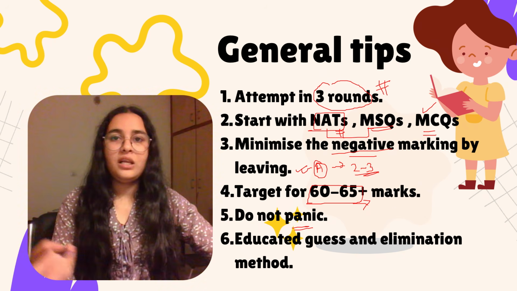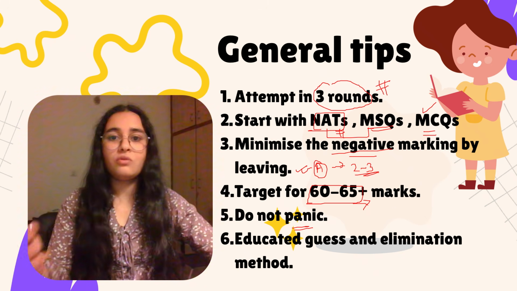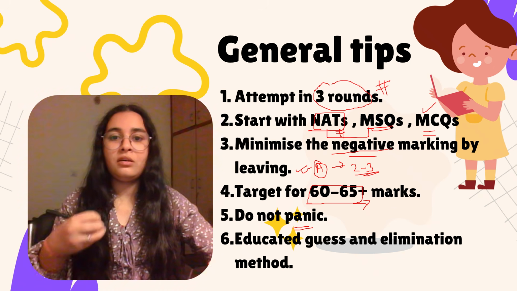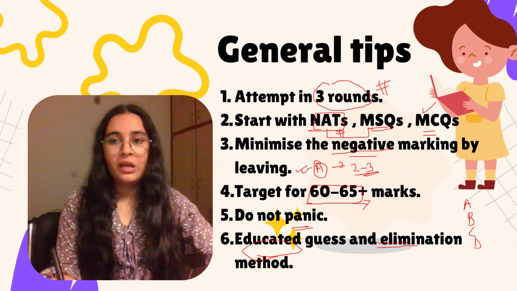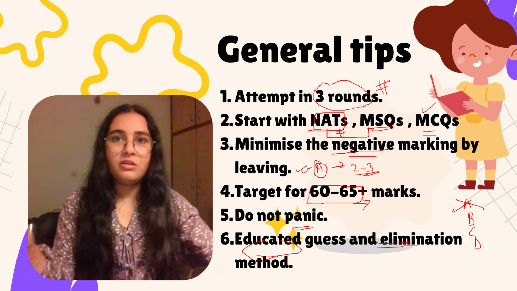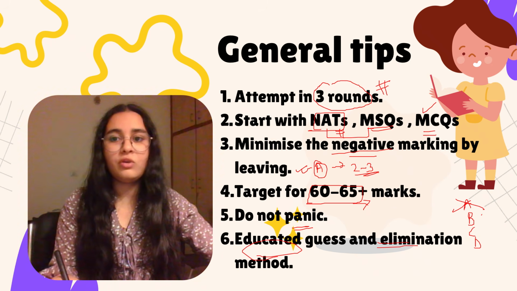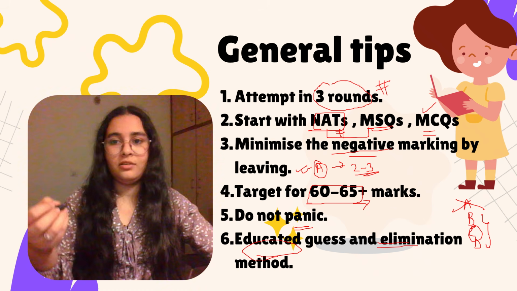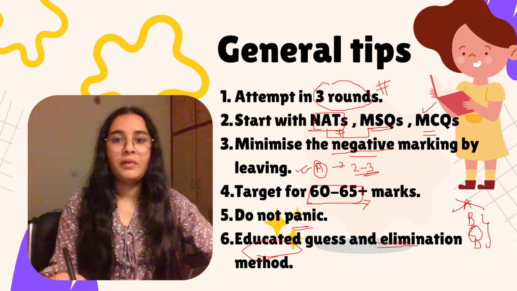And you need not panic if some concepts seem unfamiliar to you. You can read, and you can try to give an educated guess. You can use the elimination technique. Let's say there are 4 options, and you know for sure that some can't be the answer. You can look at those options, shortlist up to 1 or 2 options, and then give an educated guess. That will work better.